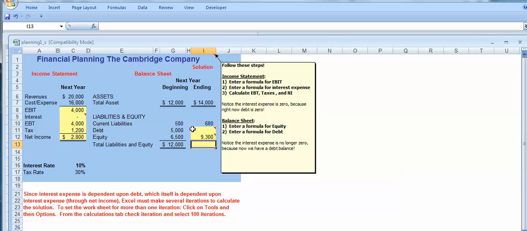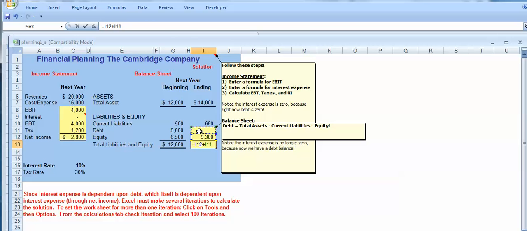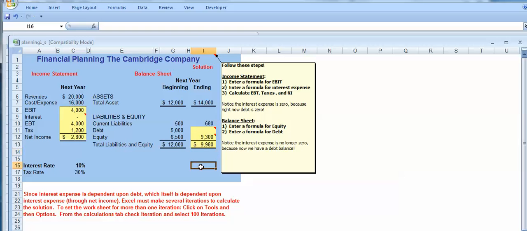Now, let's go ahead and add up 93 plus, we've got nothing right now for debt, plus 680 in current liabilities. We've got $9,980 in total liabilities and equity. Our total assets are $14,000, so the difference between $14,000 minus $9,980 is $4,020. So let's go ahead and put in $4,020 for our debt number.